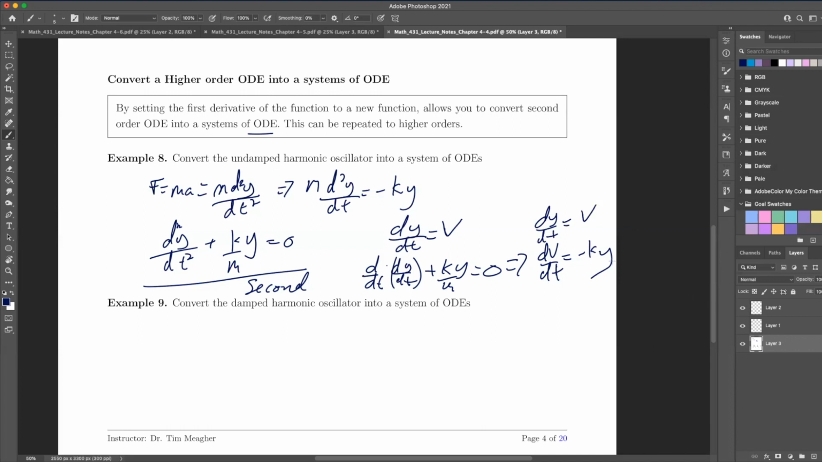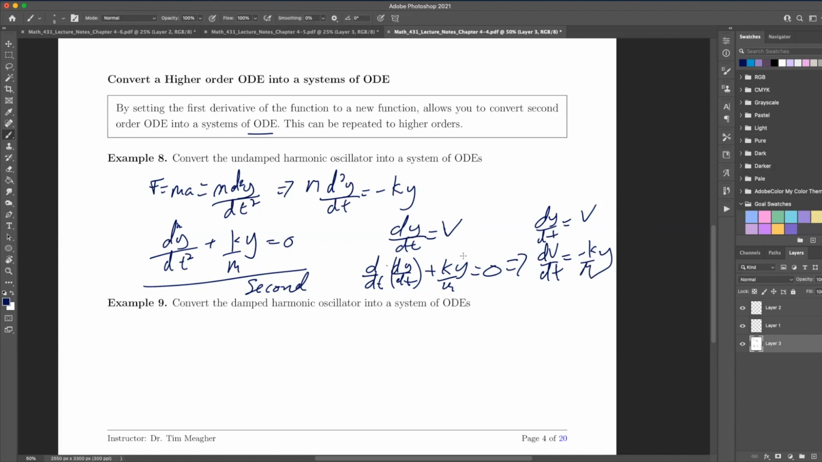Sorry, real quick. When you have the d/dt of dy/dt plus ky over m, okay, cool. Just wanted to make sure. There you go. This is an m. Sorry. Yeah, so this is m. So here I just divided out m.